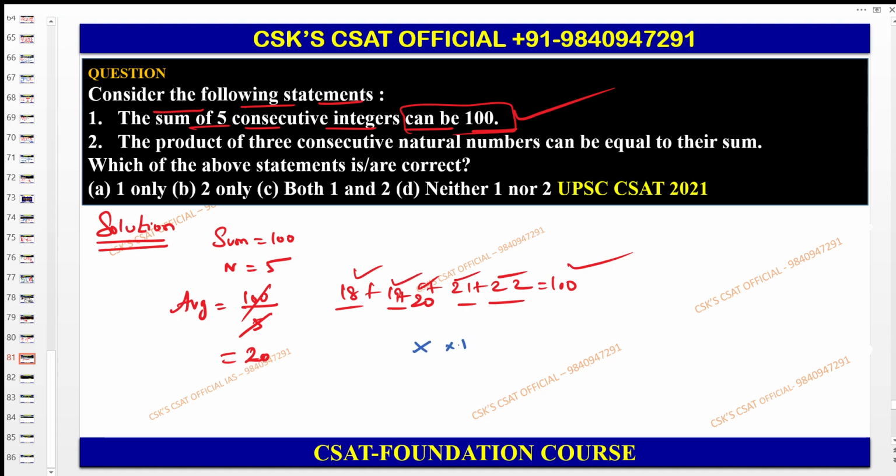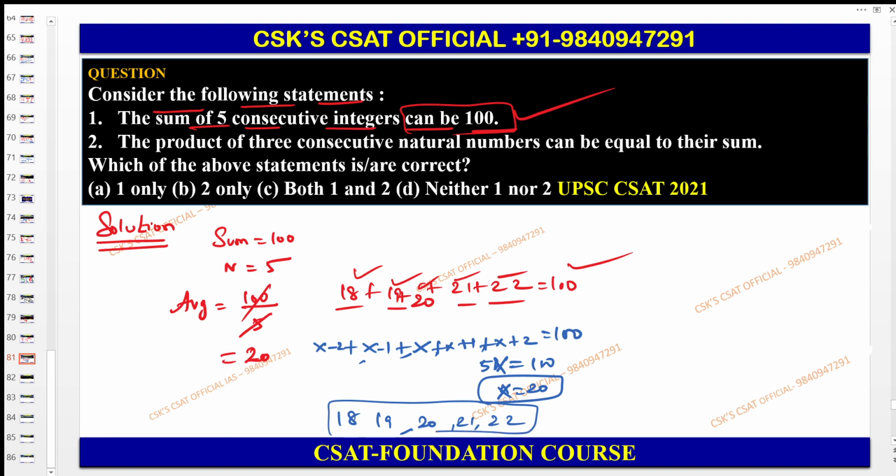Take as x. Next is x plus 1. Next is x plus 2. Here x minus 1. Here take x minus 2. That's it. So here sum means what? Add everything, is equal to 100. Then what will happen here? Here 5x. 5x is equal to, plus 1 minus 1 cancel, plus 2 minus 2 cancel. 5x is equal to 100. x is equal to 20. So x is 20. x minus 1 is 19. Then x minus 2 is 18. x plus 1 is 21. x plus 2 is 22. That's it. This sum easily you can find. So the first one is a correct statement.